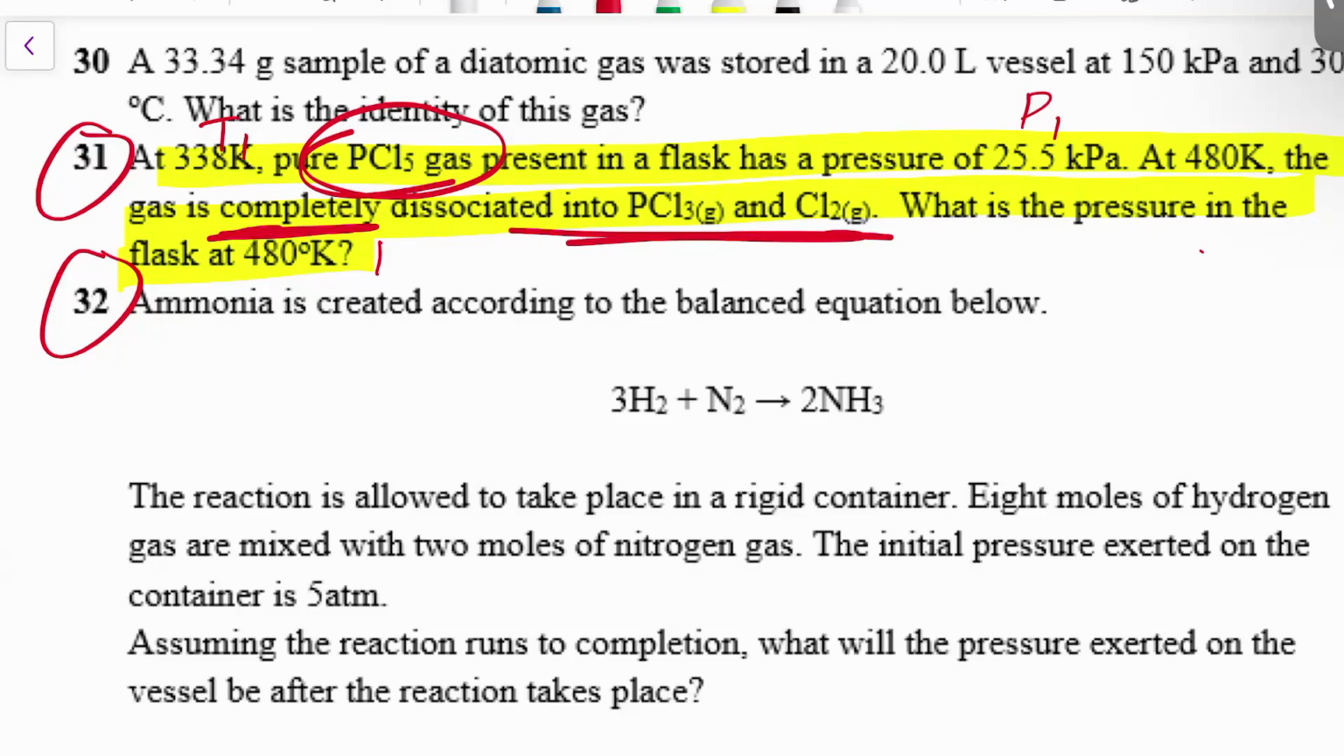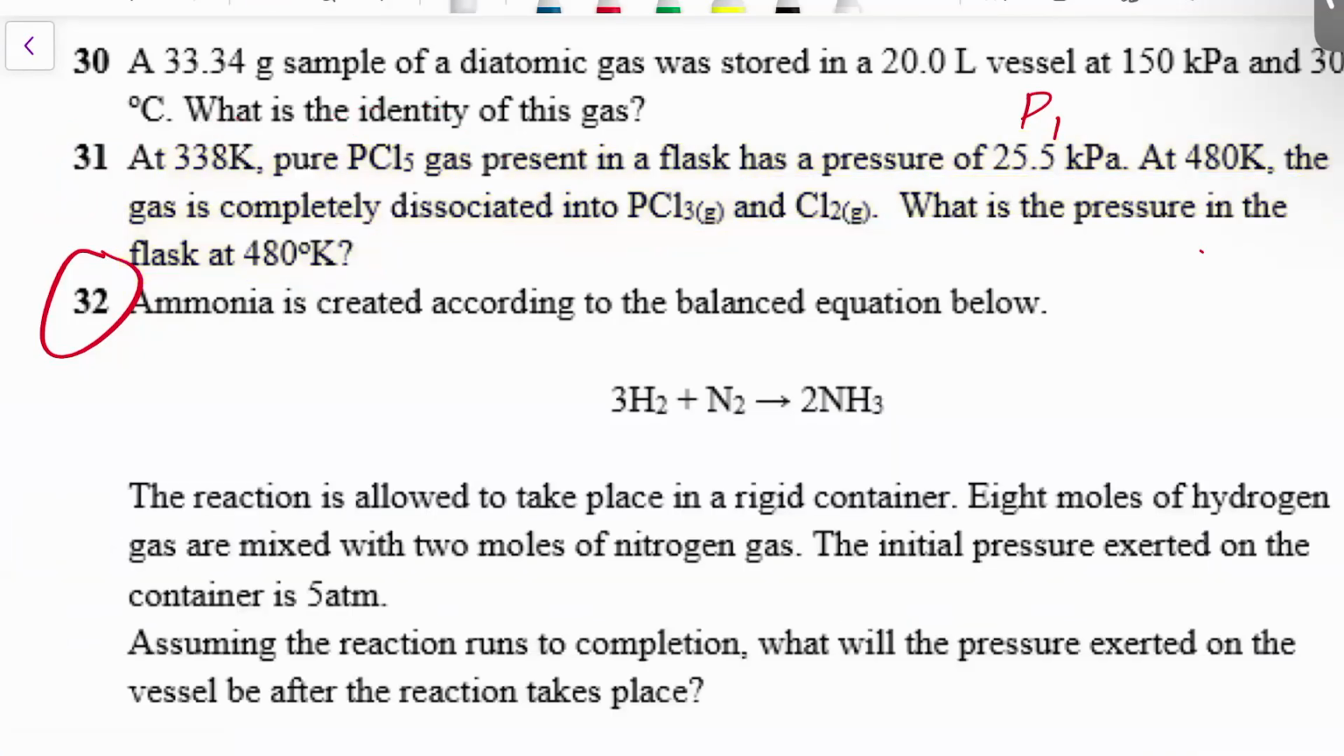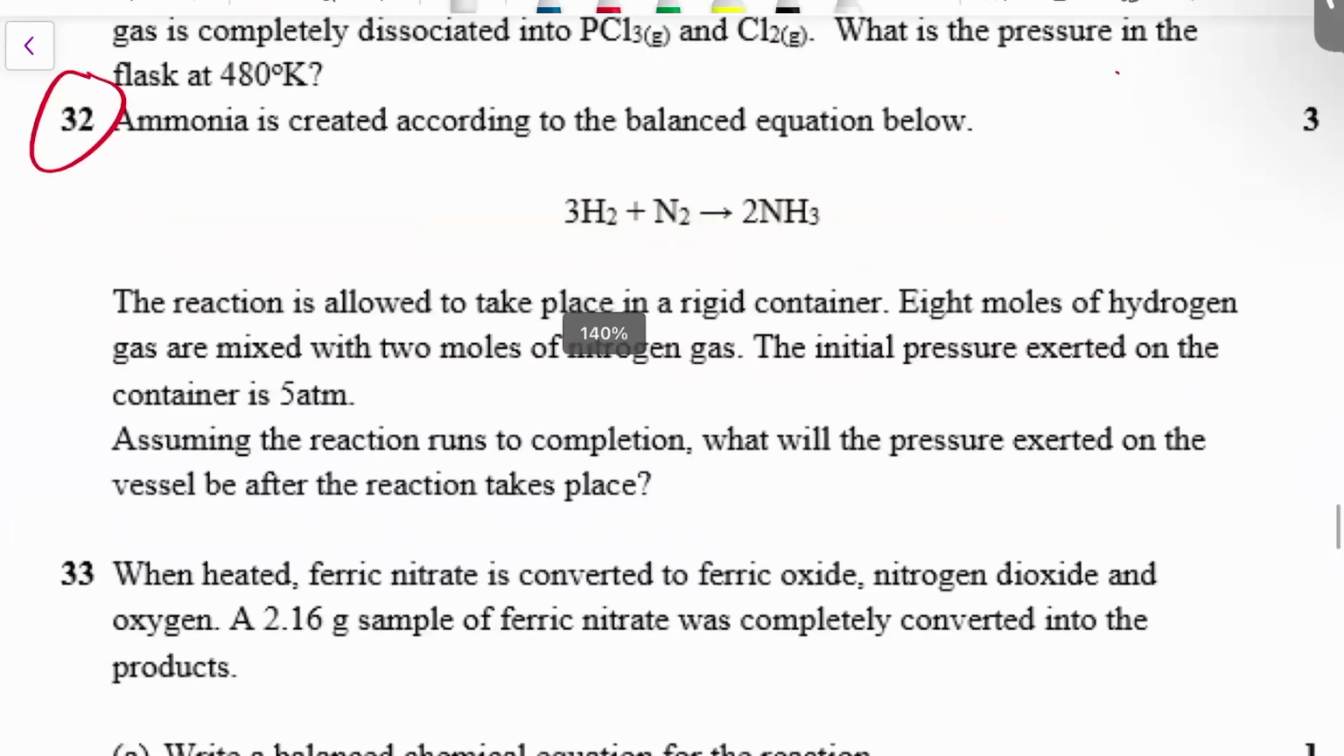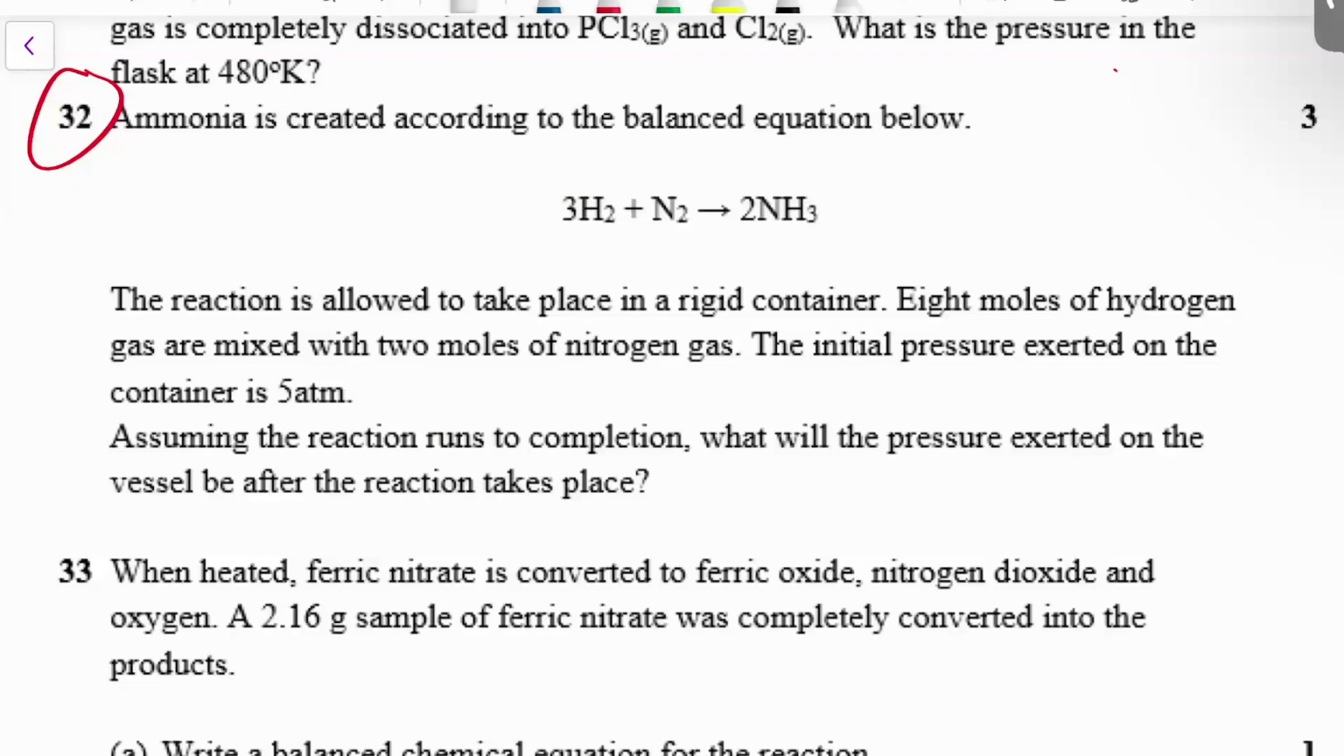Be very careful with this next one. Ammonia is created according to the balanced equation below: 3H2 plus N2 turns into 2NH3. The reaction is allowed to take place in a rigid container. 8 moles of hydrogen gas are mixed with 2 moles of nitrogen gas. The initial pressure exerted on the container is 5 atm. Assuming the reaction runs to completion, what will the pressure exerted on the vessel be after the reaction takes place?